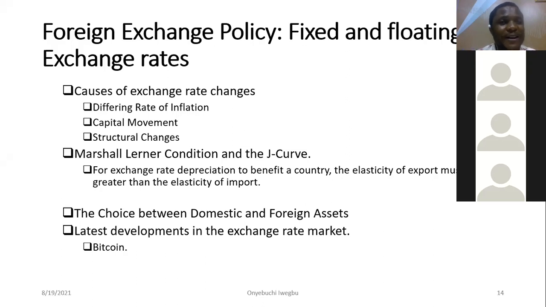So differing rate of inflation affects your what? Your exchange rate. Your differing rate of what? Inflation. Two, capital movement. When you have different forms of capital movement, illicit and licit. Licit is the known one, capital flows. Illicit are all those ones: trade misinvoicing, corruption, embezzlement of funds, you transfer it abroad.